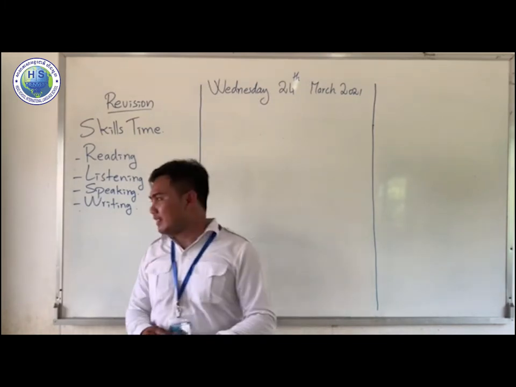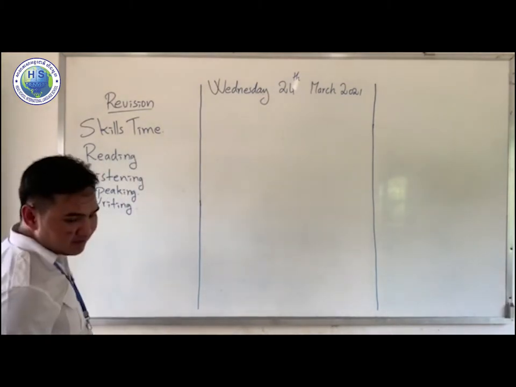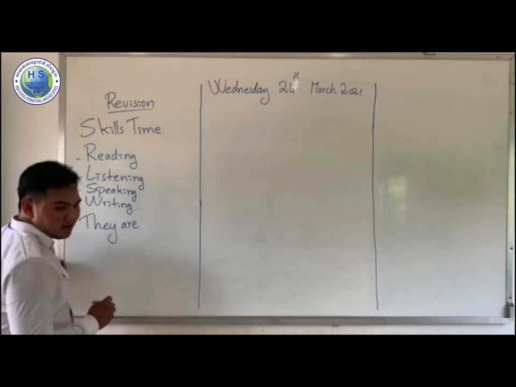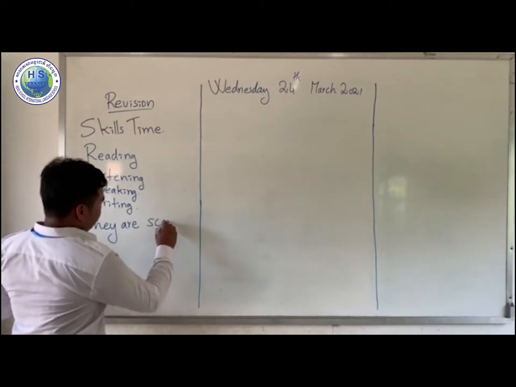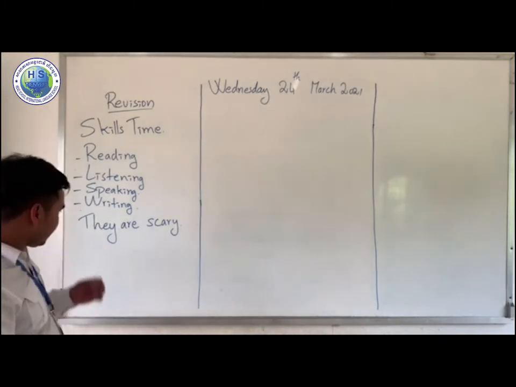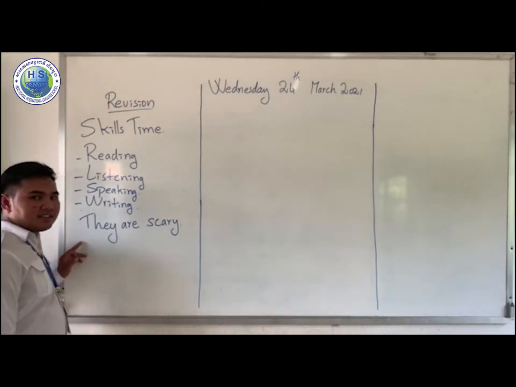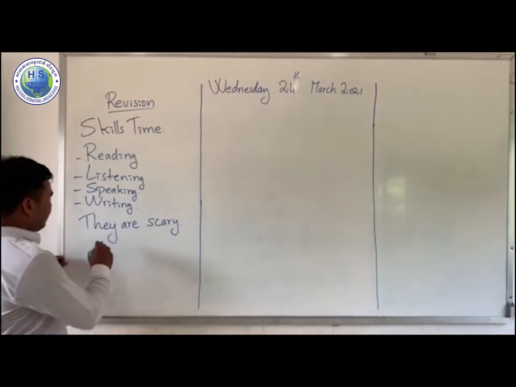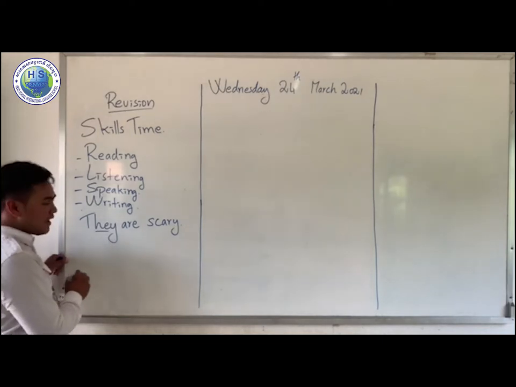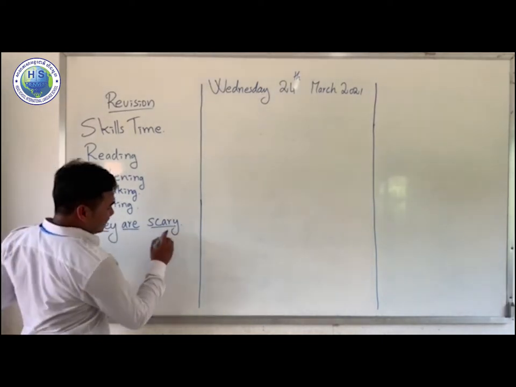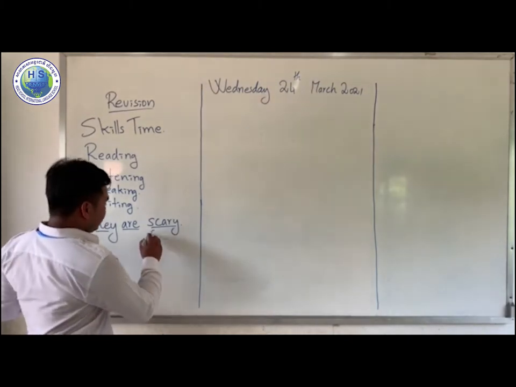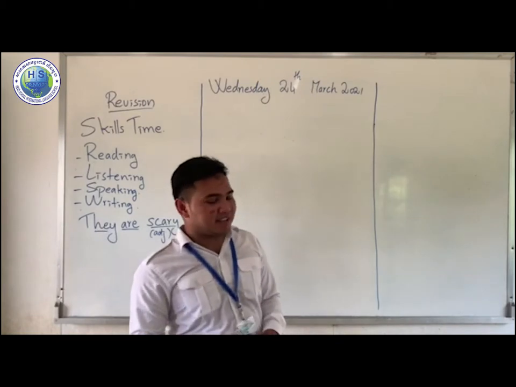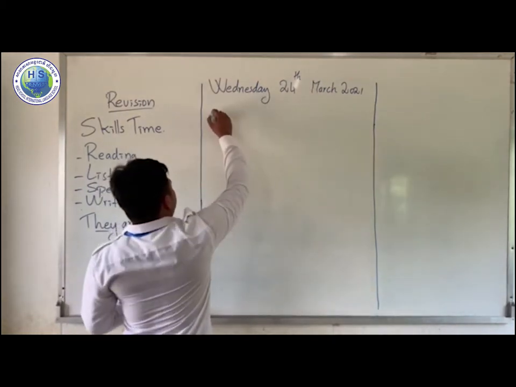But before you learn about the new lesson, please look at this example. They are scary. Now look at this. Are these a verb, sentence or phrase? Yes, they are a sentence. So in the sentence we have a subject, they, to be, are, and scary. Yes, scary is an adjective. So today we are going to learn about a grammar point in the new lesson.